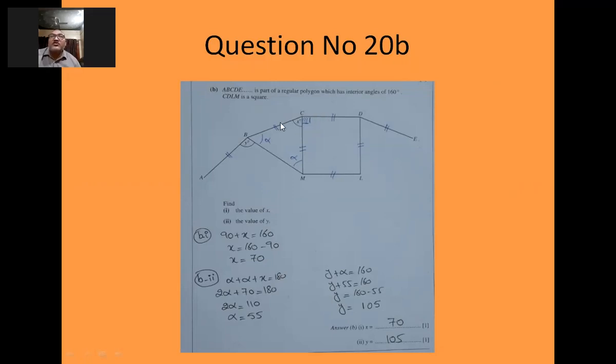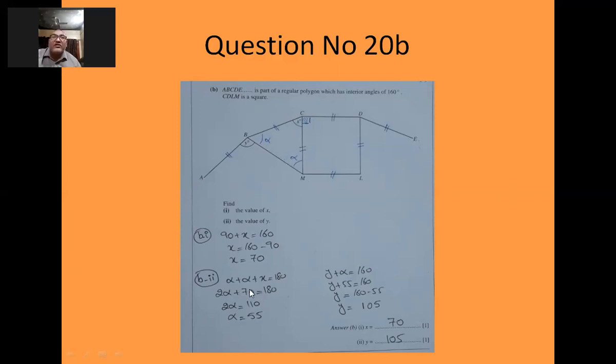This angle is 90, this angle is x, and this whole angle is 160. So 90 plus x equals 160, and x equals 160 minus 90, so x is 70. Once you know this, these two sides are equal to each other, so I will have these two angles also equal. So alpha plus x is equal to 180, and you will have 2 alpha plus 70 equals 180.